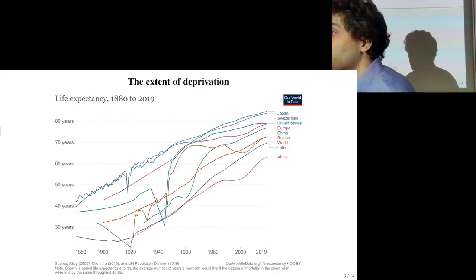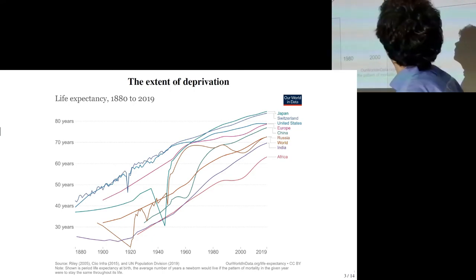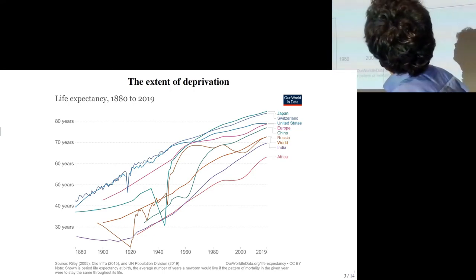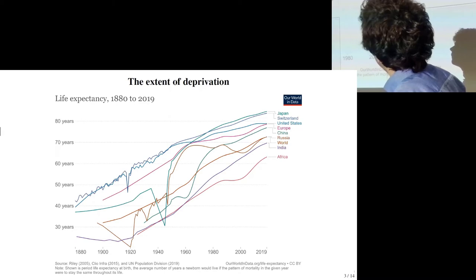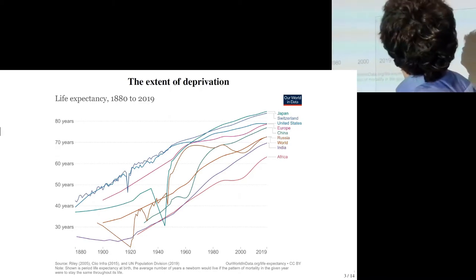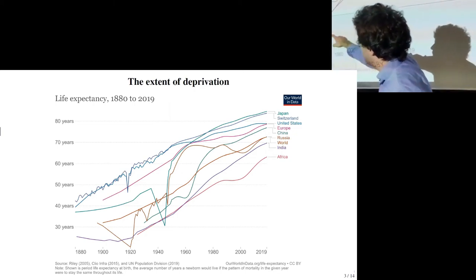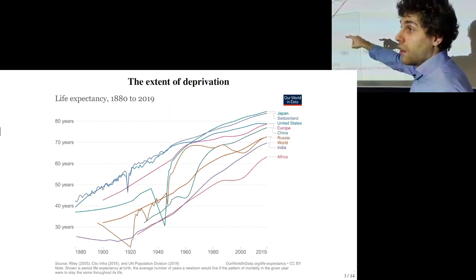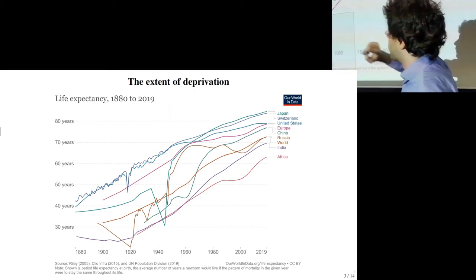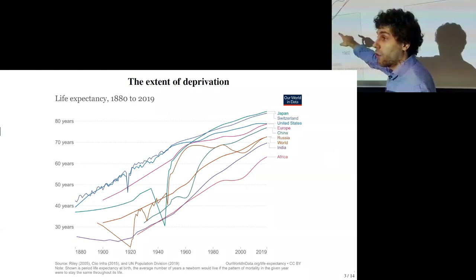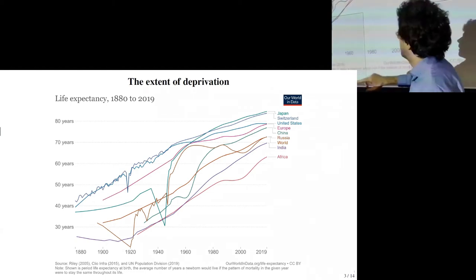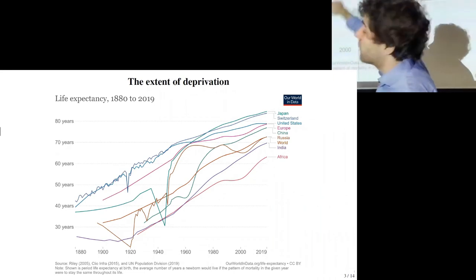Yes? For the green line, I can't figure out which country it is, but why does it fluctuate after 1940? So you have two green lines. This one that fluctuates a lot is Japan. Yeah, because a lot of people died during the Second World War. Oh, okay, I see. And China is the same.